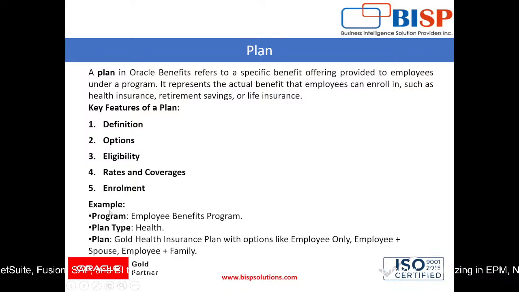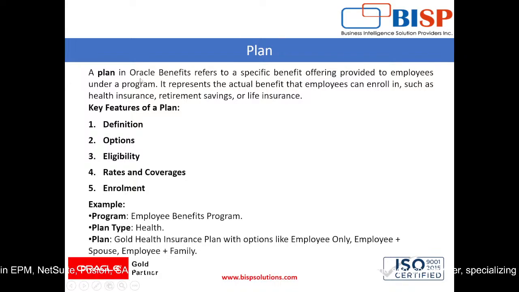Below this you can see an example. We are having a program which is employee benefit program, and then we are having a plan type which is health, and under which we are going to create plans which is for gold health insurance plan with option like employee only, employee plus spouse, or employee plus family.